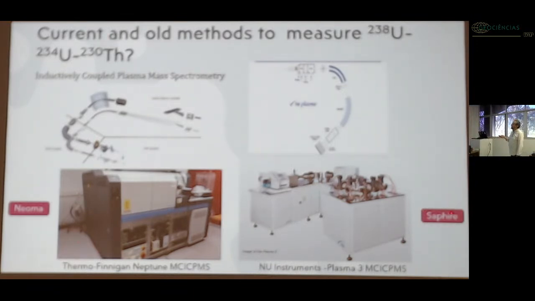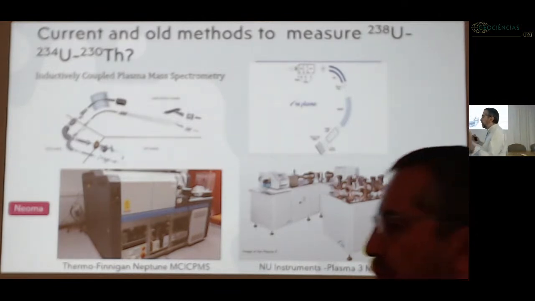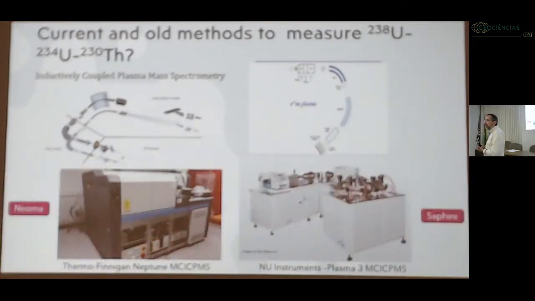The Neoma and the Sapphire have what is called a collision cell. I'm not going to get into the details of that. But as you can see, they are basically similar to the TIMS, except for two things. Both plasmas have first what is called an electric sector analyzer. And what the vendors will tell you is that it'll homogenize the energy of the ion beam. I've struggled for many years to understand what they actually meant by that.